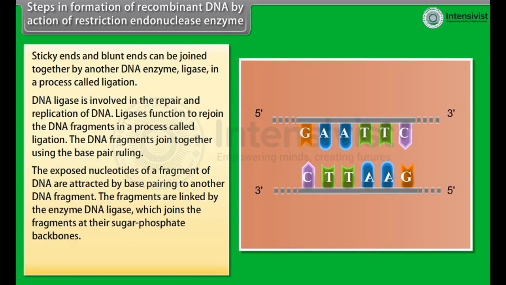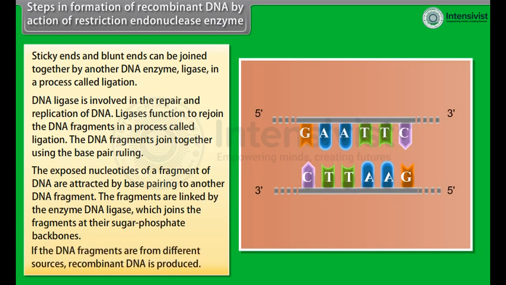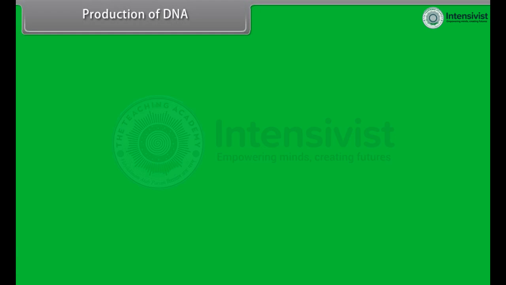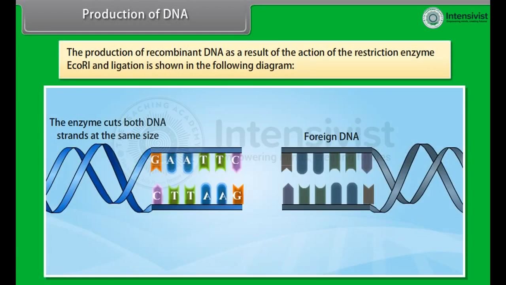The fragments are linked by the enzyme DNA ligase, which joins the fragments at their sugar phosphate backbones. If the DNA fragments are from different sources, recombinant DNA is produced. The production of recombinant DNA as a result of the action of the restriction enzyme EcoRI and ligation is shown in the following diagram.